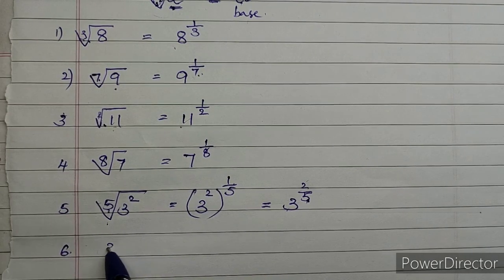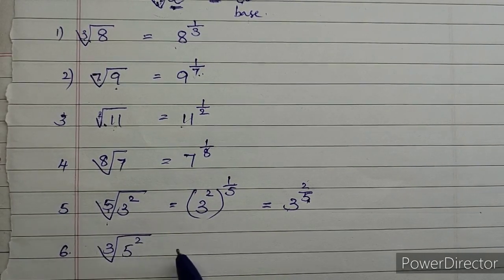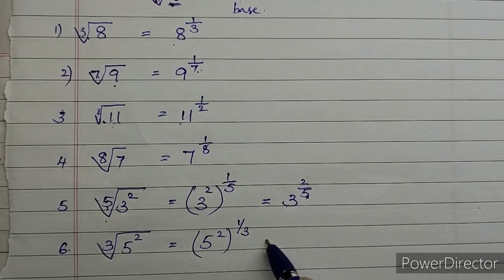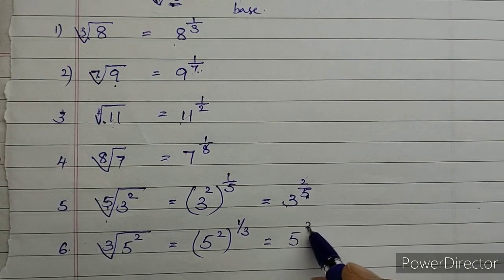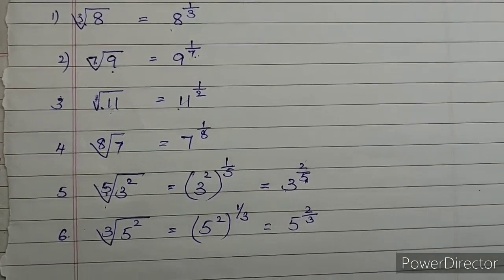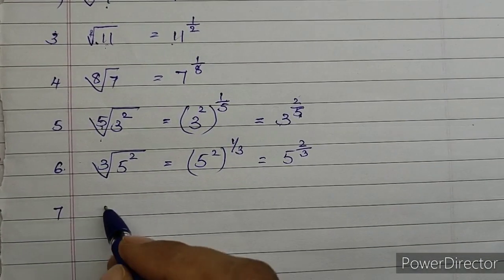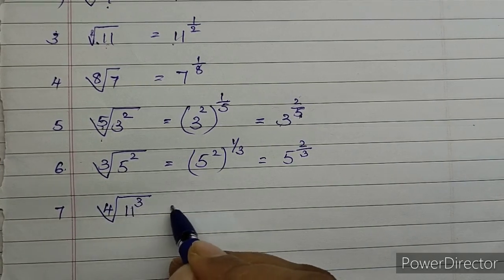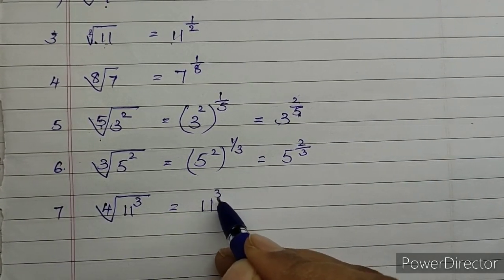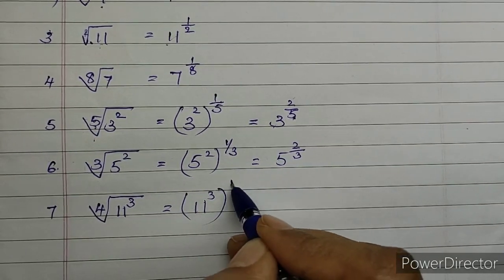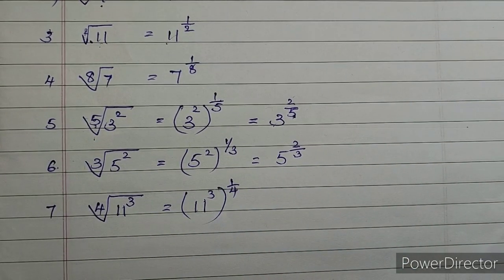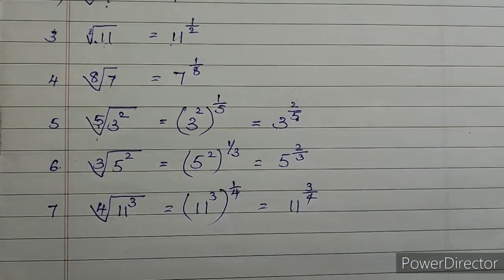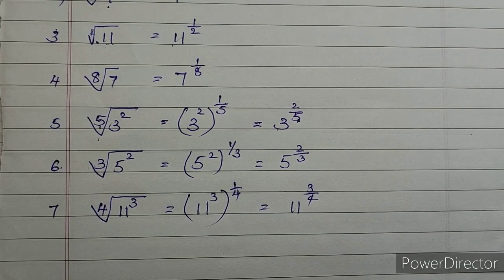Next one, cube root of 5 square. 5 square is the base, whole to the power of 1 by 3, which is equal to 5 to the power of 2 by 3. Seventh one, 4th root of 11 cube. So 11 cube is the base and 1 by 4 will be the exponent. So that is 11 to the power of 3 by 4. So this is the way of changing irrational numbers to exponential form.